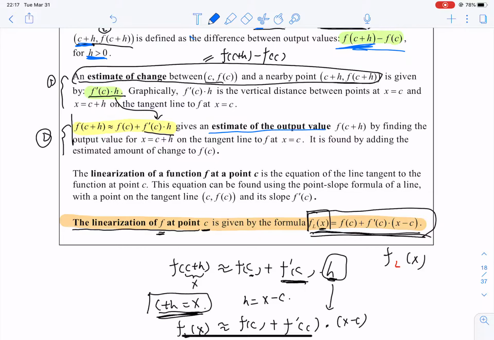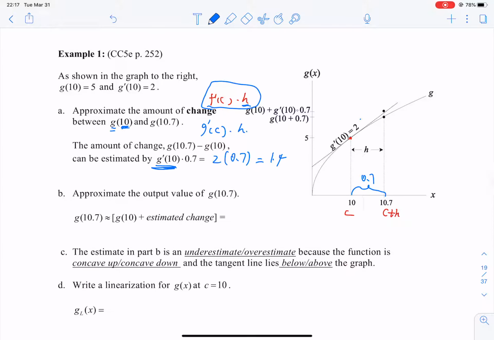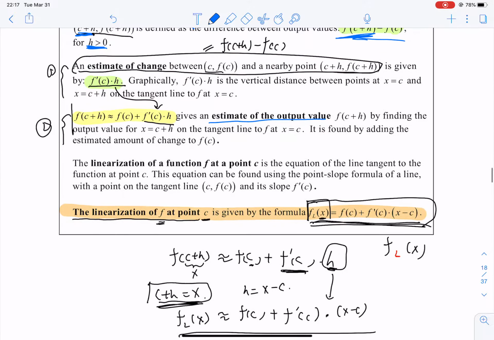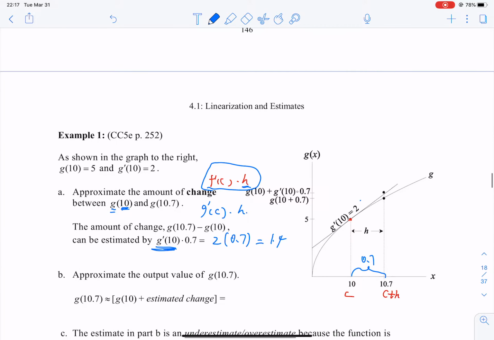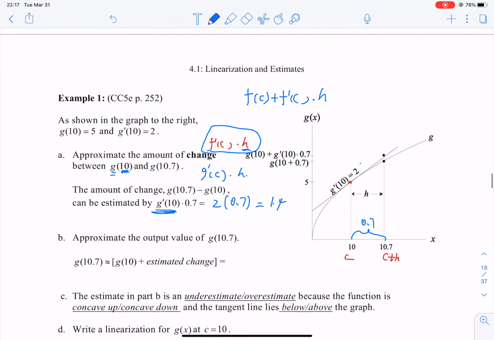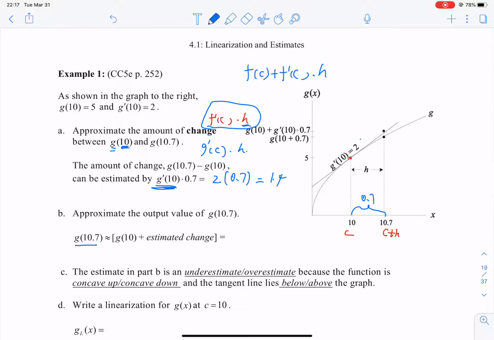All right, let's go back to the second question. The output value of g of 10.7. So, okay, this is not about the linearization. This is just about the second formula, the second question. So we use this one. Let's write it here: f of c plus f prime of c multiplied by h. Then for this one, you have to change it to g. We know c equals 10, and c plus h equals 10.7.